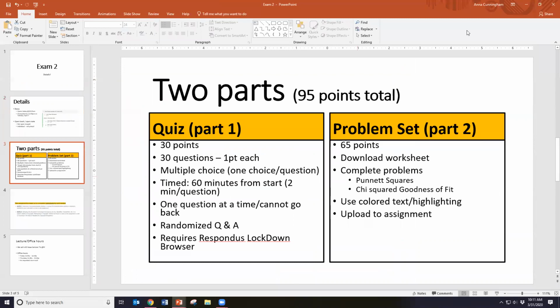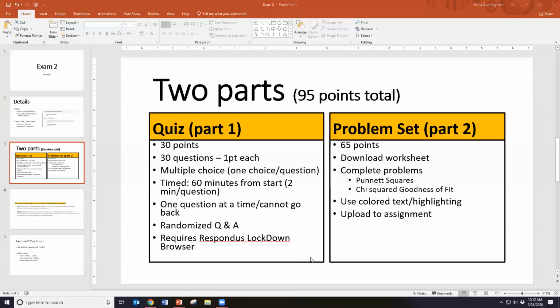But the test is divided into 2 parts. The first part is a quiz. I say first part, it doesn't mean you have to do it first. Actually, I would probably recommend saving the quiz for last, because I do think that the problem set will help you learn and hone your techniques a lot better before doing the actual quiz. So let's talk about the problem set first in that case.